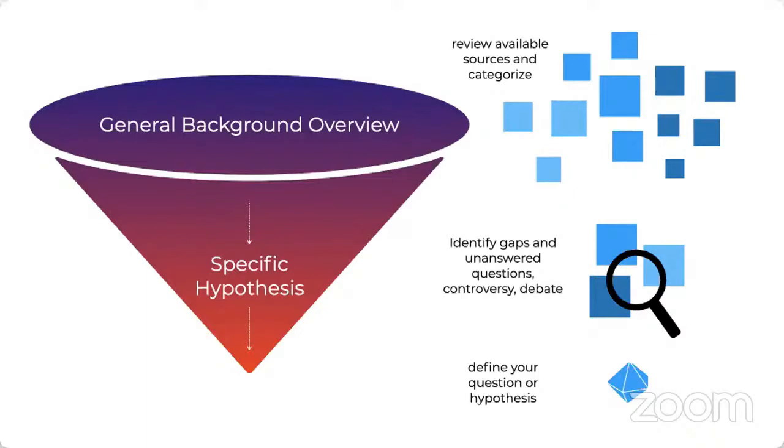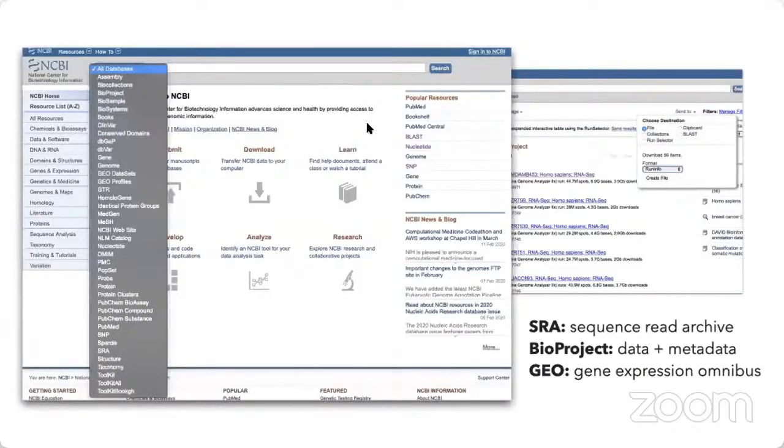So you always start with trying to find a topic. The resources that are often used are NCBI repositories like PubMed, BioProject, Gene Expression Omnibus, and SRA. These are all the repositories where you will find publicly available data.